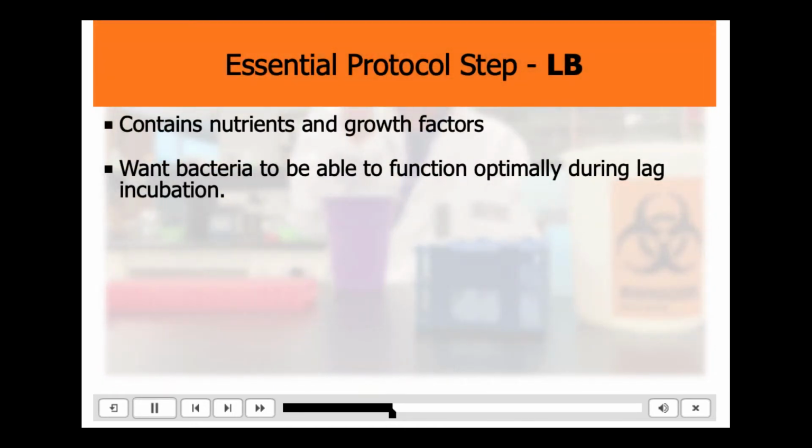As we head into the lag phase of transformation, we no longer have to worry about overcoming barriers to transformation because the plasmid is already in the bacteria. However, we want to optimize the functioning of the bacteria so that we can transcribe, translate, and replicate that plasmid. The addition of LB is one of these essential protocol steps to maximize the function of the bacteria. LB, or LB broth, contains nutrients and growth factors for bacteria. This will help to ensure that the bacteria is in its most optimal environment in order to metabolize at its optimal rate.